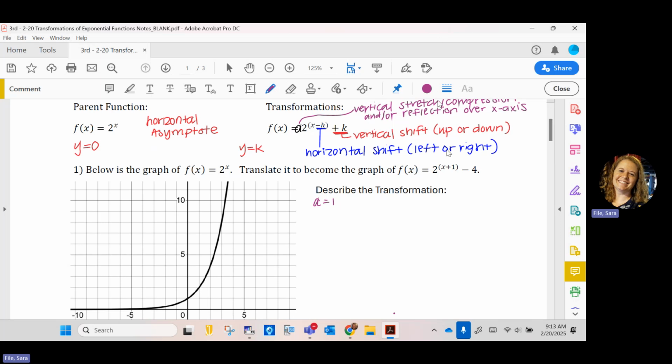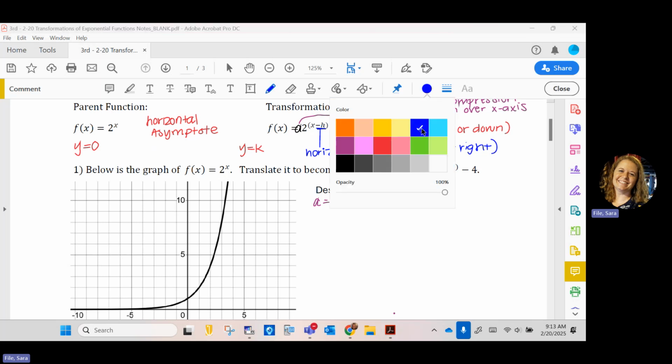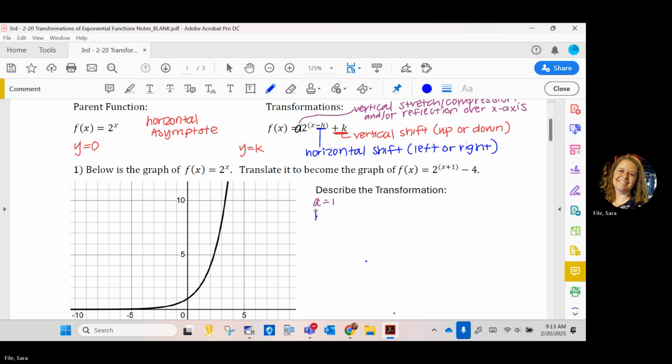Okay. Now, what's different from this parent function they gave us to this one? The first difference is this +1 in the exponent. So that is my h value. Now, because it's a +1, that means the h is actually negative, and that does affect the graph. That shifts the graph left 1.